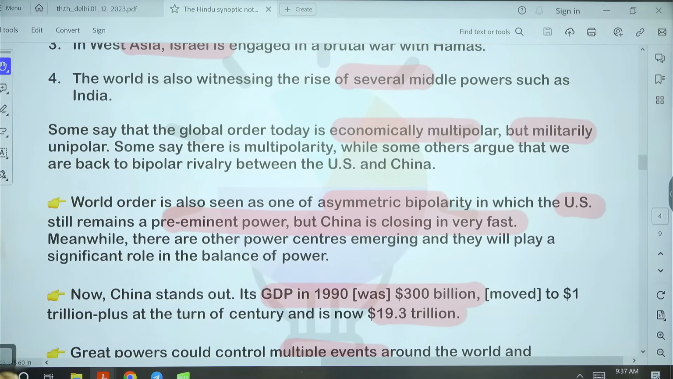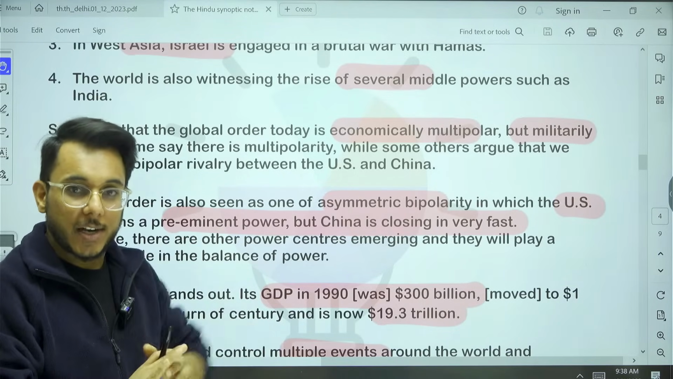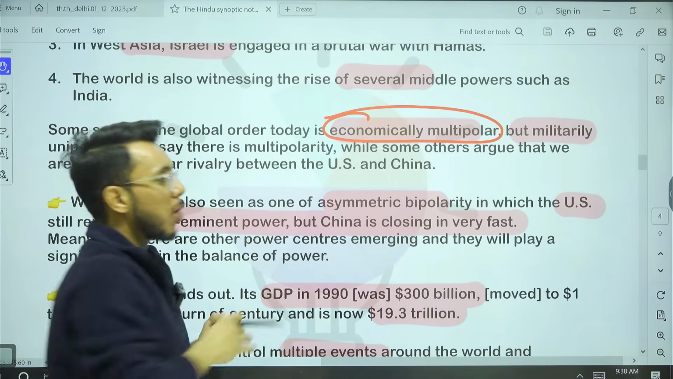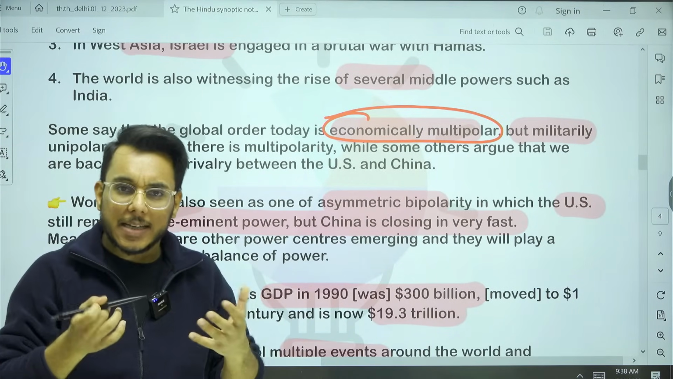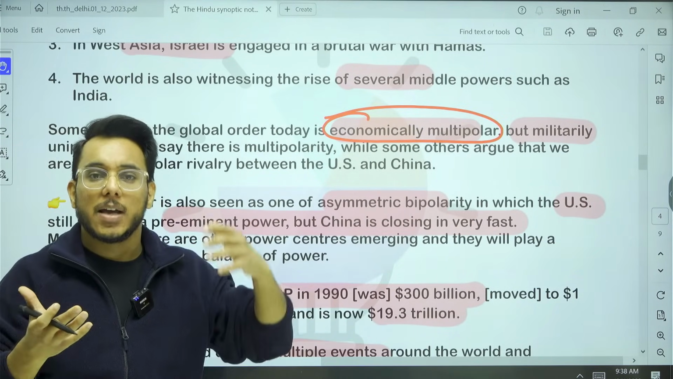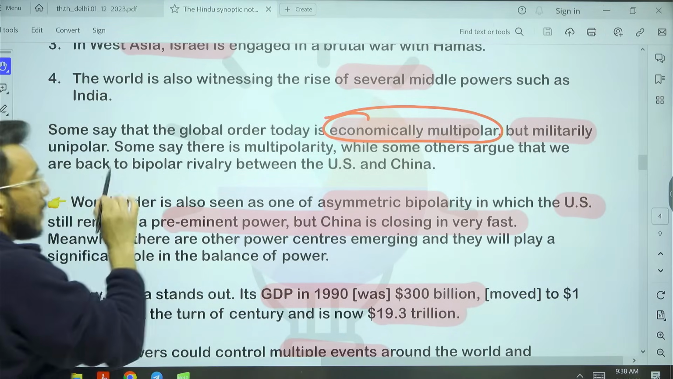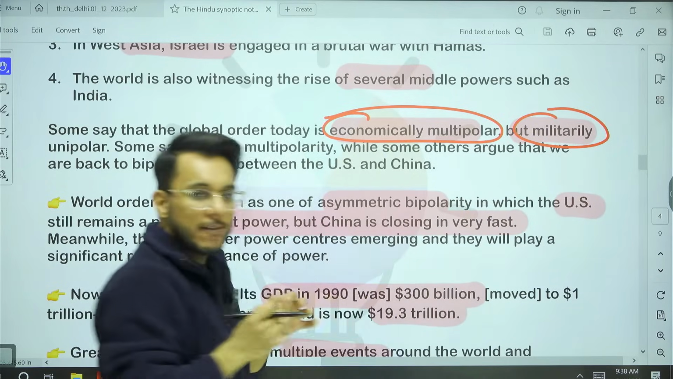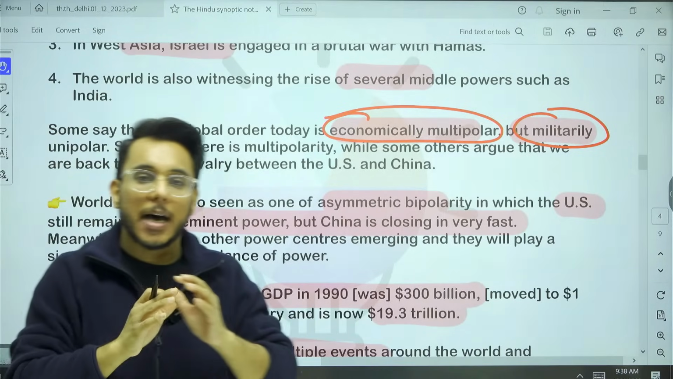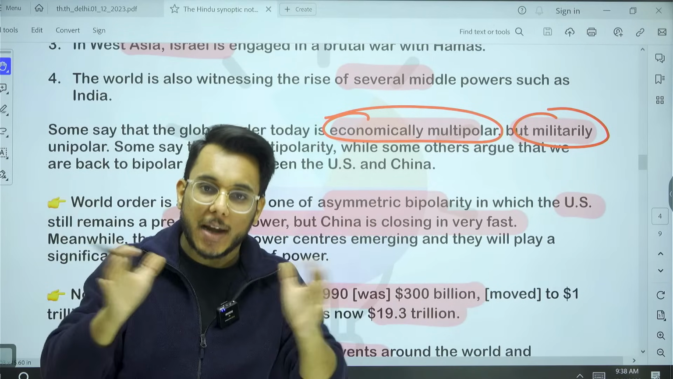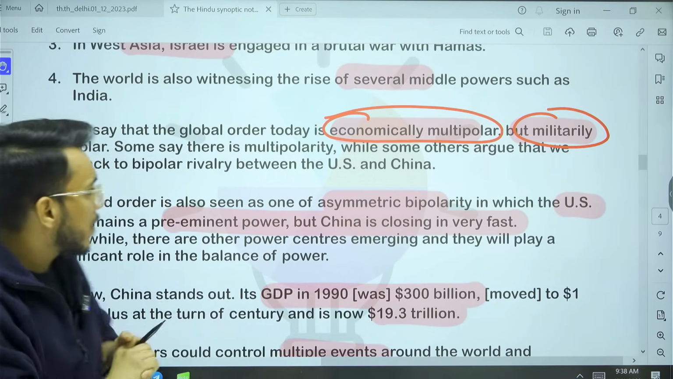Further moving on. As we talk about the status of the world, there are many ways to see how the world is arranged right now. Number one, it is said that right now there is economic multipolarity. There are multiple countries which hold economic power; we have major economies. After that, it is said that militarily there is unipolarity, because even today the USA has unmatchable military prowess. So in military terms unipolarity, but in economic terms multipolarity. Many economic powers have emerged.